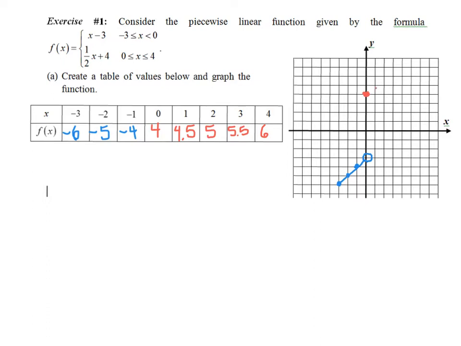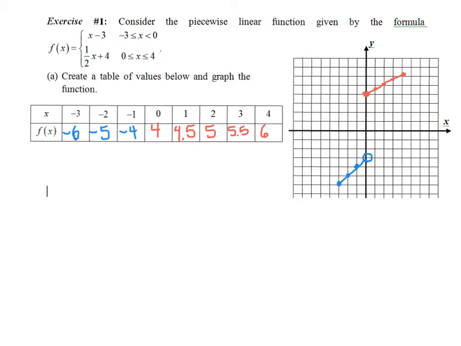At 1, we want 4.5. At 2 we want 5. At 3 we want 5.5. At 4 we want 6. And again, we're going to stop our line right with that point because that's the extent of our domain.